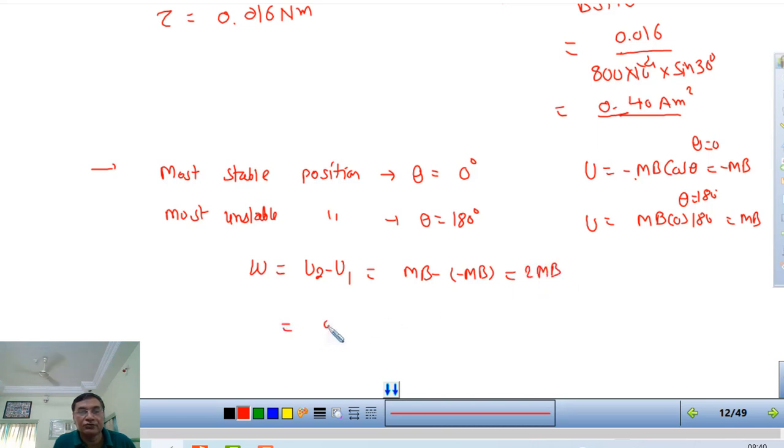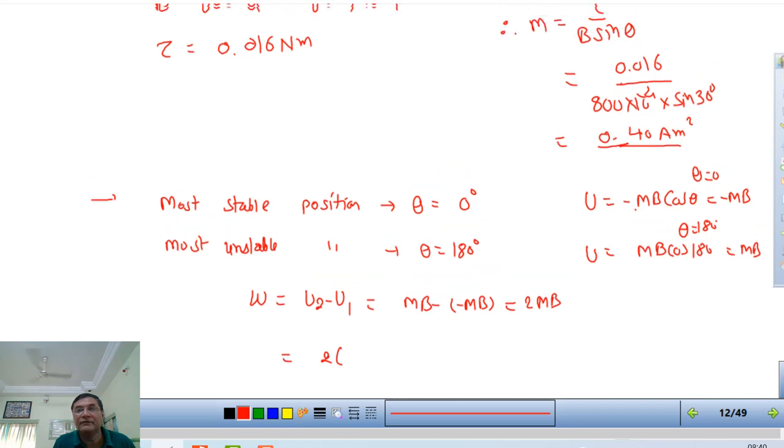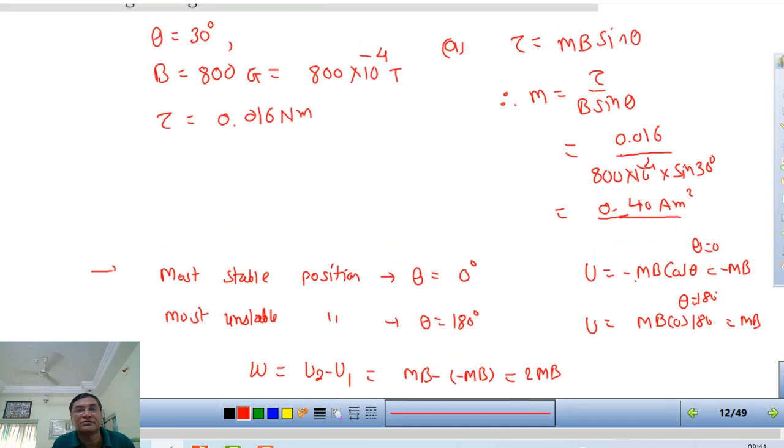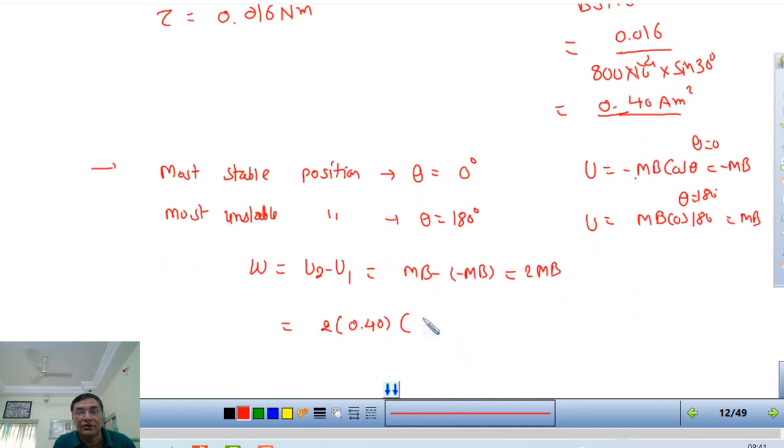So we put all these values: 2 times magnetic moment, which is 0.4, into magnetic field, 800 Gauss, so 800 into 10 raised to minus 4. So this much work has to be done. That comes out to be 0.064 joule. So this is the second question, second answer.